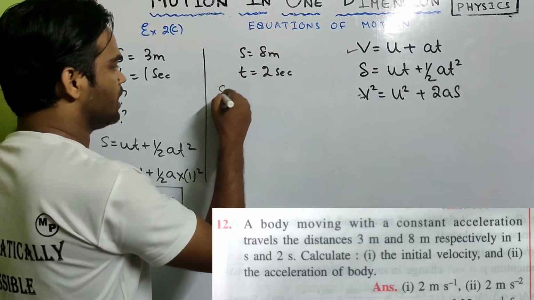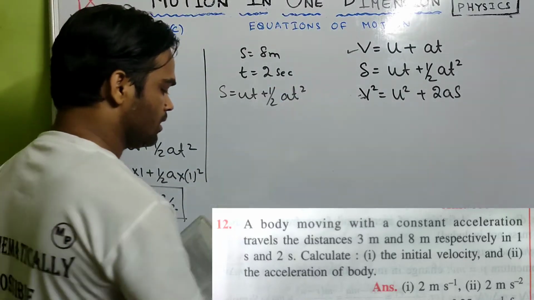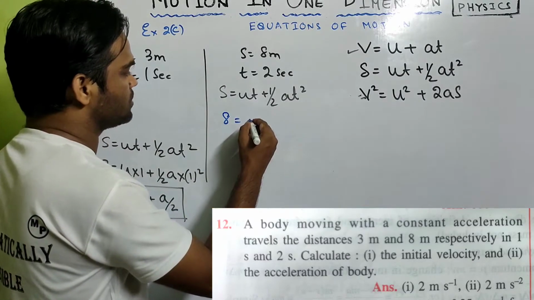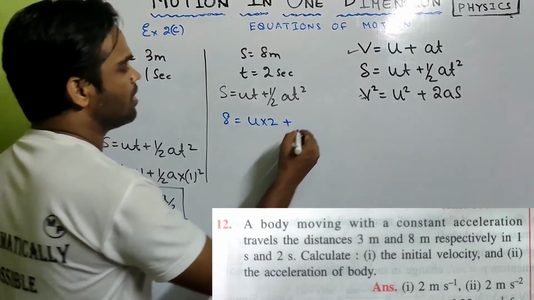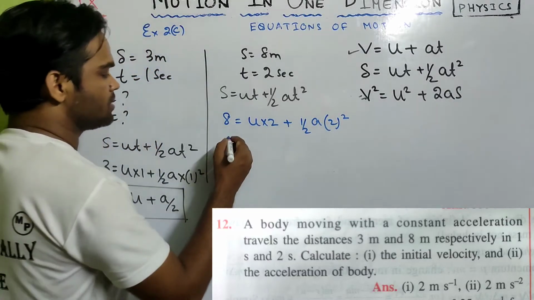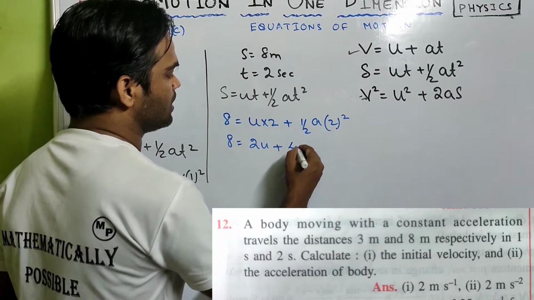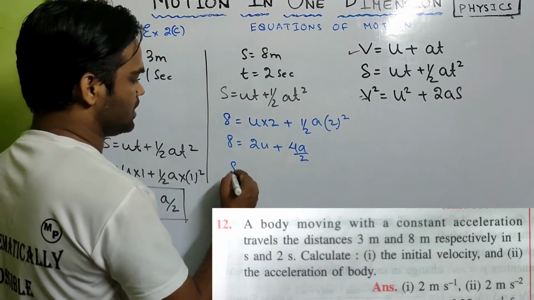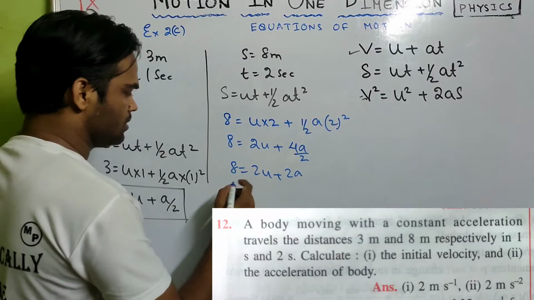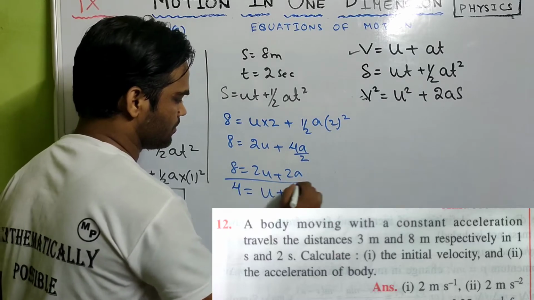Look at this one. Again, s equals ut plus half at square. I'll just substitute the value. So s is how much? 8 equals u, we don't know, t plus half a t square, which means 2 square. That's 8 equals 2u plus 4a by 2, which means 8 equals 2u plus 2a, isn't it? So we can write this as, take 2 common, so this becomes 4 equals u plus a. Clear?